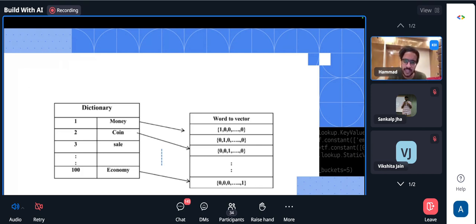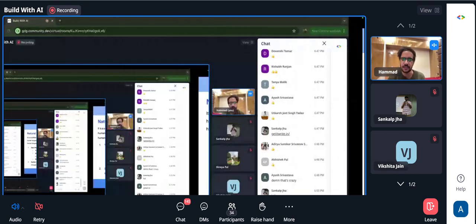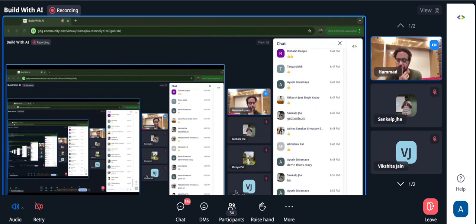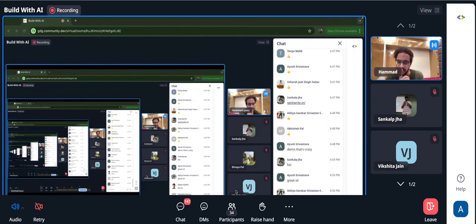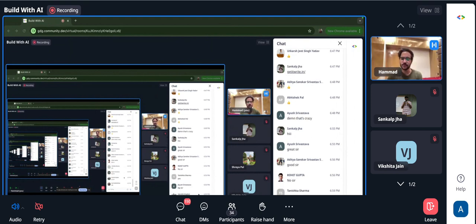So coming to natural language processing, does anyone know about NLP? Has anyone heard about NLP? Please write in the chat box. Okay. So Tanishka is saying yes. Ayush. Okay. So basically, it's an advanced topic, right?